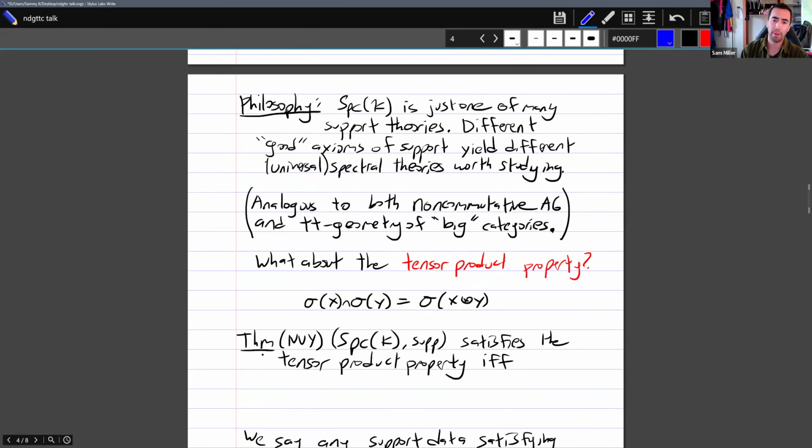And so we can ask, well, what about this tensor product property? This is the main thing that I'm going to be concerned with. Nakanobashi and Yakimov, in a follow-up paper, show that our pair Spec K with support satisfies the tensor product property if and only if every prime is completely prime. In other words, we have an equality between Spec K and the complete prime spectrum.